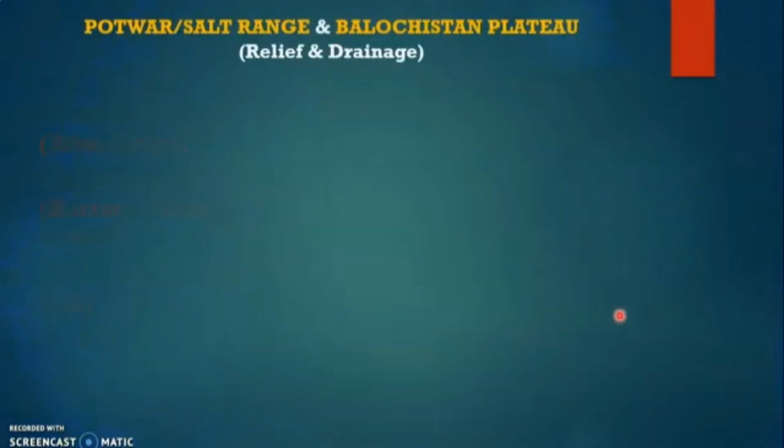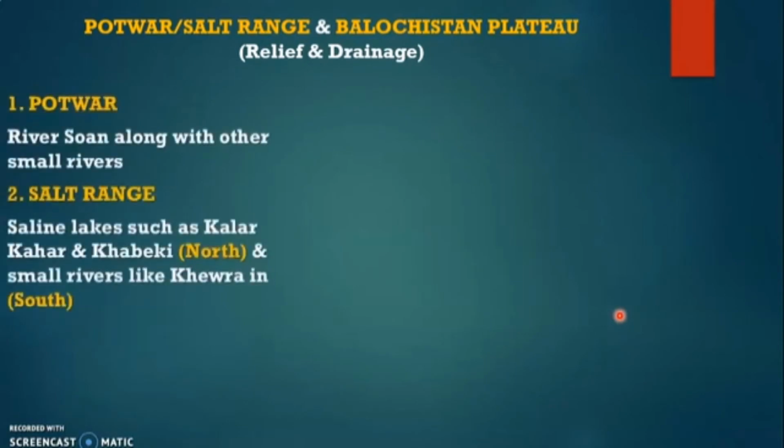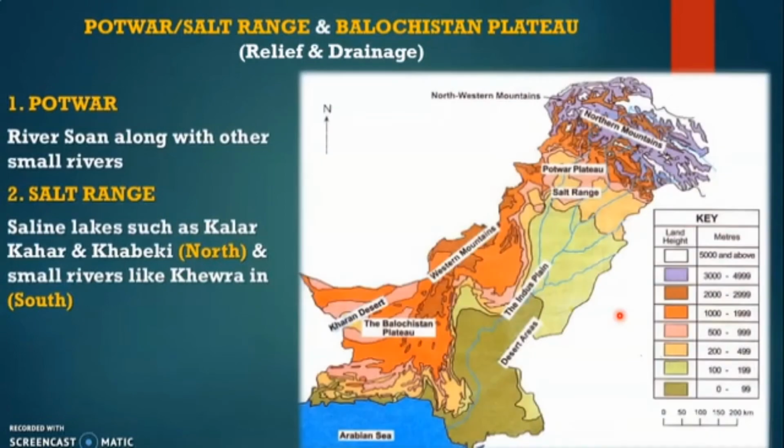When we talk about the next one, Potwar and Salt Range, along with that the Balochistan Plateau, I have mentioned these two topographic regions over here because I want to show you first of all the exact location of the Potwar and the Balochistan Plateau along with the Salt Range. So if I talk about the Potwar Plateau, let me move towards the map first of all, because now it would be easier for you to identify. Here you could see that that is the location of Potwar Plateau, and right in the south of the Potwar Plateau we have the Salt Range.